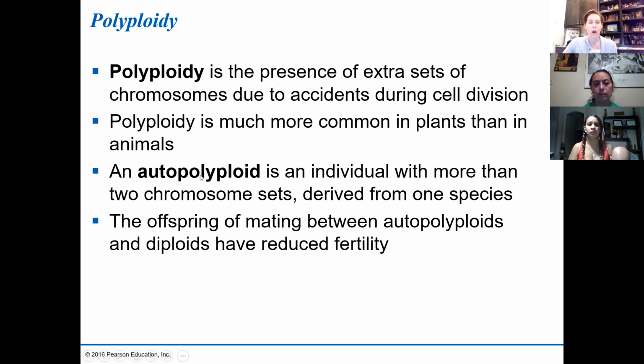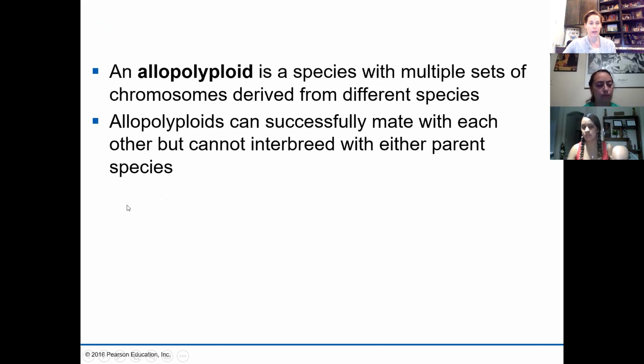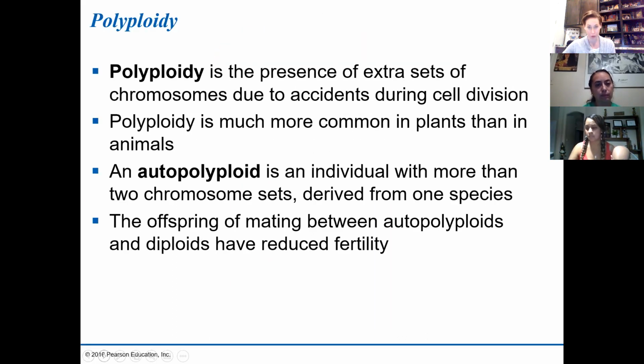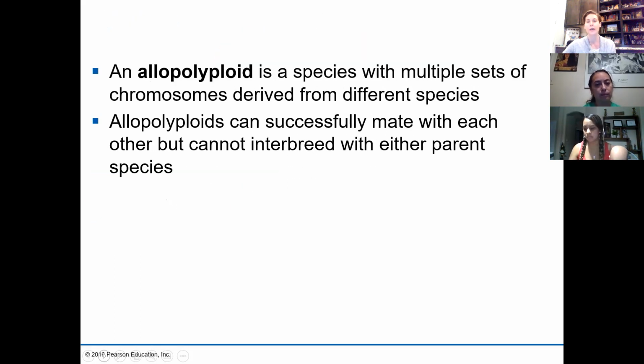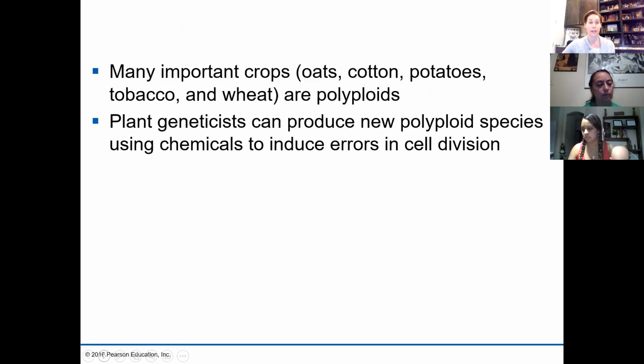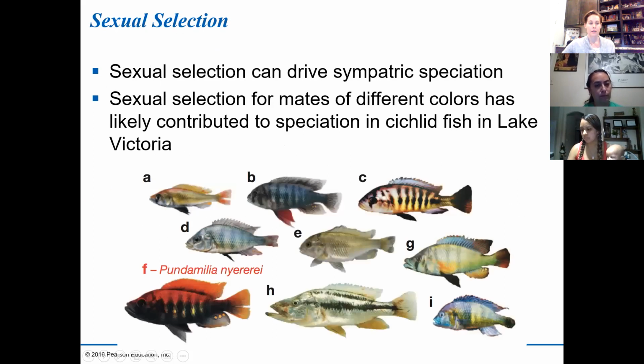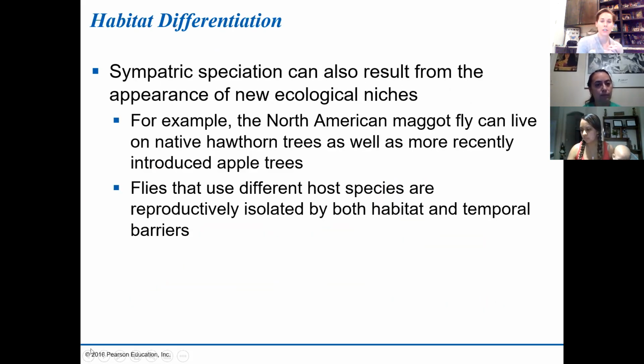An autopolyploid is an individual with more than two sets of chromosomes. I don't think I care that you know what that is. And an allopolyploid is a species with multiple sets of chromosomes from different species. I don't care so much that you know what those are. Just know that with a polyploid, you have extra chromosomes. That's going to affect genetic drift.